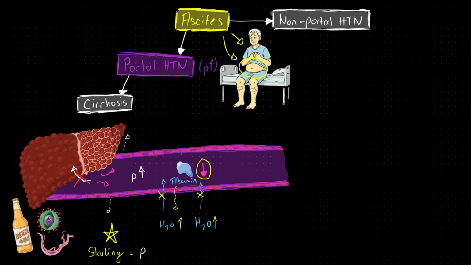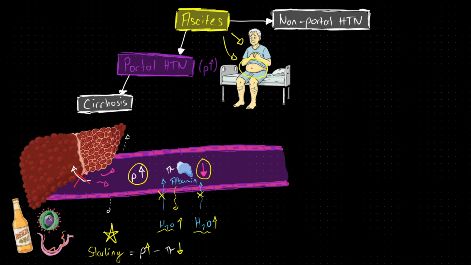In this case, we can ignore the oncotic and hydrostatic pressure of the interstitial space and focus on the plasma oncotic pressure and the hydrostatic pressure within the portal vein. And in our case, oncotic pressure is reduced due to less albumin, and hydrostatic pressure is increased due to the impaired blood flow into the liver. This leads to net filtration of fluid into the abdominal cavity from the vessels.